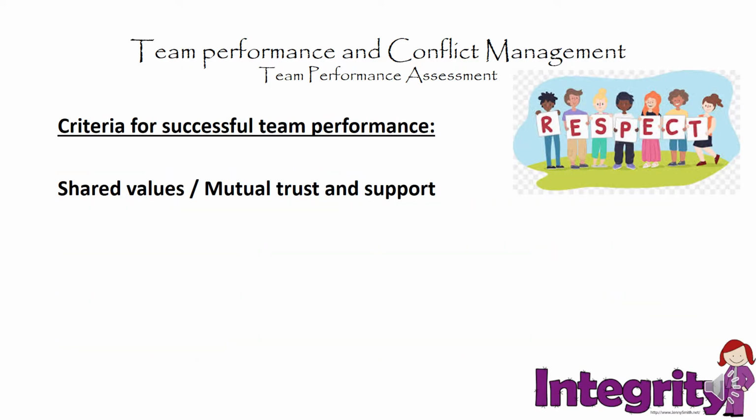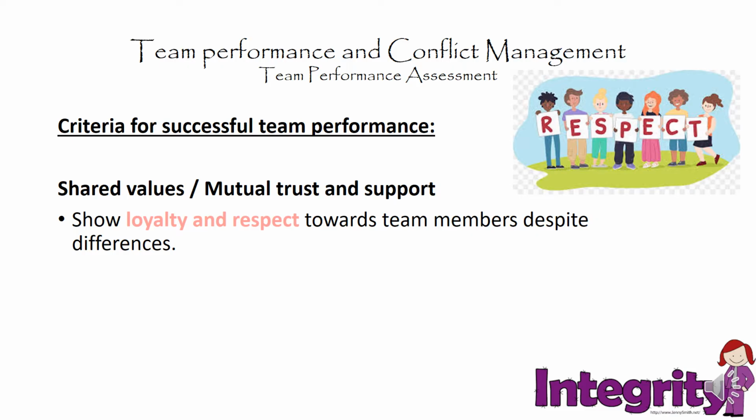The second criteria that we are going to look at is shared values or mutual trust and support. It is very important that all team members show loyalty and respect towards each other. Remember, I said we don't always have to agree. We don't always have to really love each other and be best friends forever. But we have to be loyal to the team. We are not going to talk about a team member behind his back to somebody else, because that doesn't show loyalty. And we need to respect each other, even if we have different opinions. Now, there are ways to say nicely that I don't agree with you without ridiculing that person.